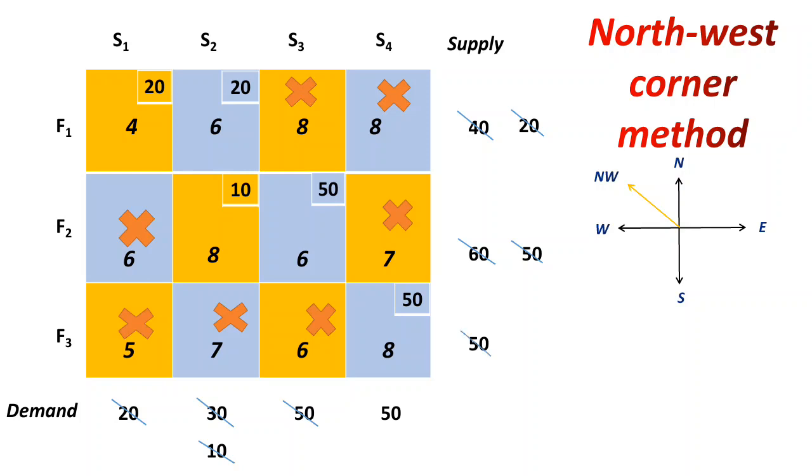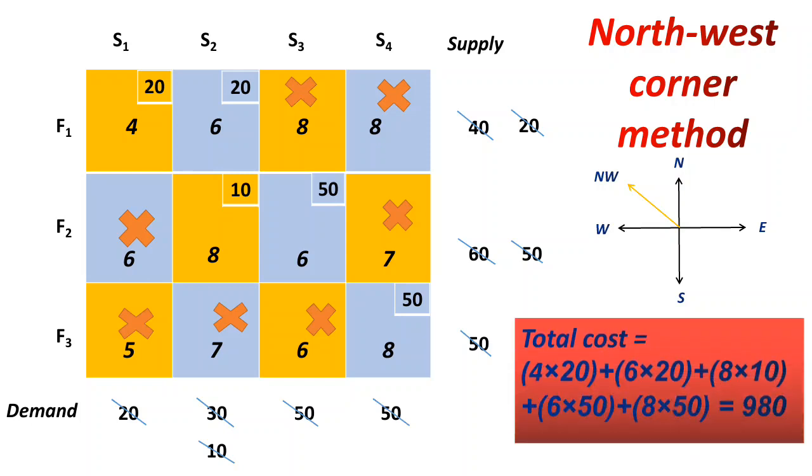So we calculate the total cost. Total cost here is 4 into 20 plus 6 into 20 plus 8 into 10 plus 6 into 50 plus 8 into 50, and the value is 980.